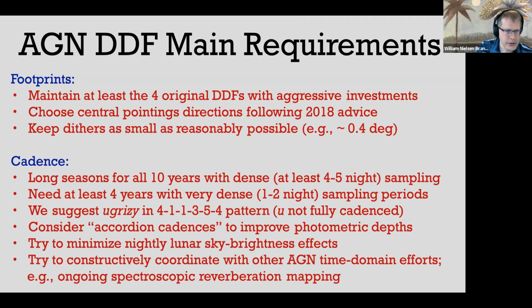We also suggest in our recently submitted cadence note to consider what we call accordion cadences. The idea here is that you could have these very dense sampling periods that I've described in the central parts of each season where the air mass tends to be low, and that can help to ensure you achieve very good photometric depths while also getting good time domain coverage.